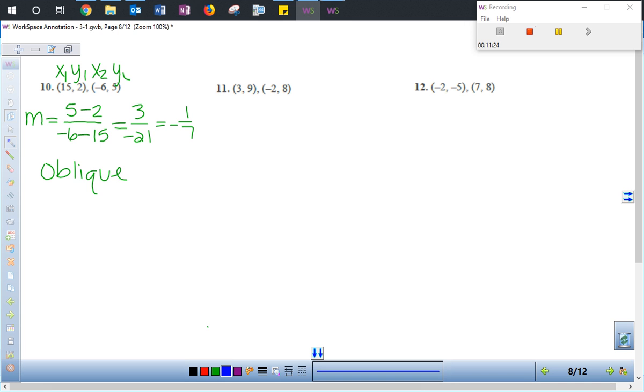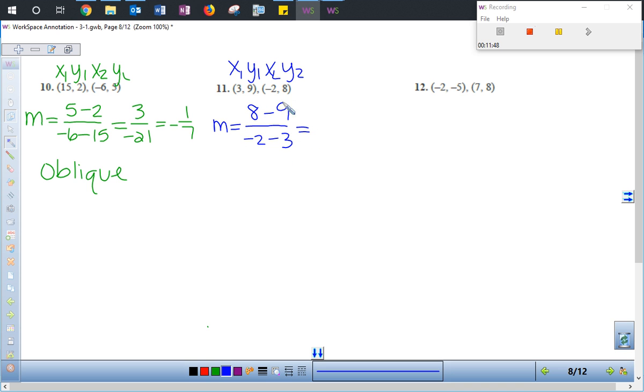Number 11, we're going to have an x sub 1, y sub 1, x sub 2, y sub 2. So we're going to substitute it into our formula. M equals y sub 2 minus y sub 1 over x sub 2 minus x sub 1. Now it's really important. Your y's are in the numerator, your x's are in the denominator.